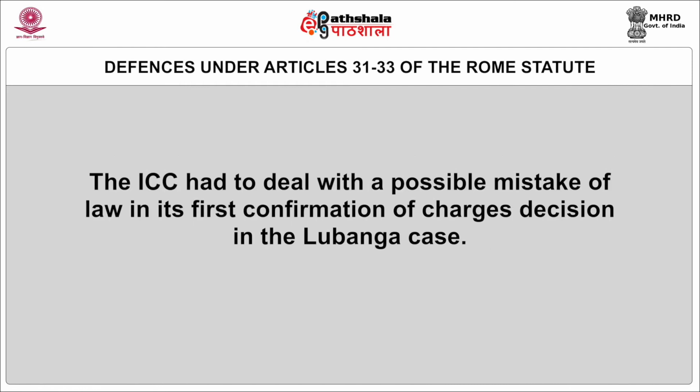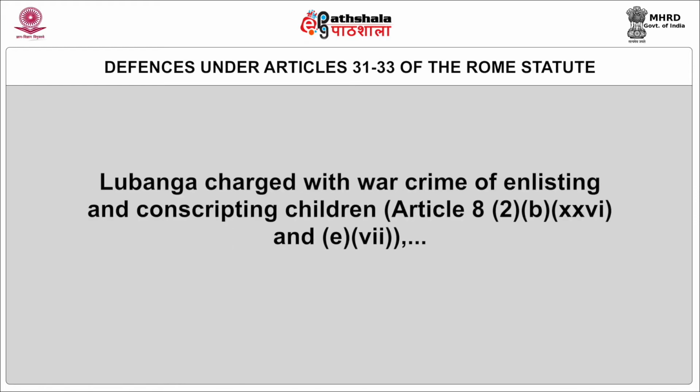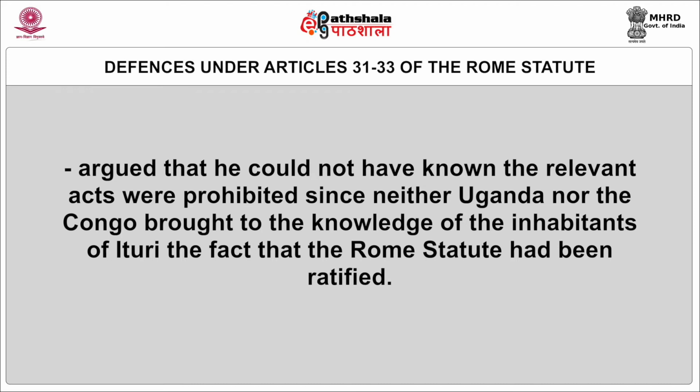The ICC had to deal with the possible mistake of law in the very first case that it took for confirmation of charges. This is the Lubanga case. Thomas Lubanga was charged with a war crime of enlisting and conscripting children under Articles 8(2)(b)(xxvi) and (e)(vii). He argued that he could not have known that the relevant acts were prohibited, since neither Uganda nor the Democratic Republic of the Congo brought to the knowledge of the inhabitants of Ituri the fact that the Rome Statute had been ratified.